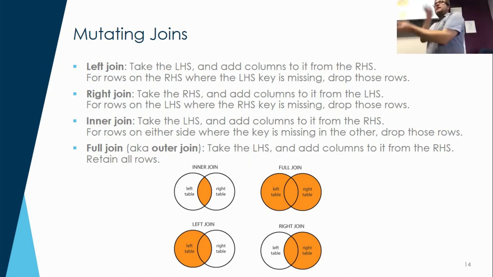A right join does the same thing, just in reverse. The only reason you would ever want to use a right join is if you already have a magrittr pipe that leads you to need it. Otherwise, a left join is more likely what you're going to be using.